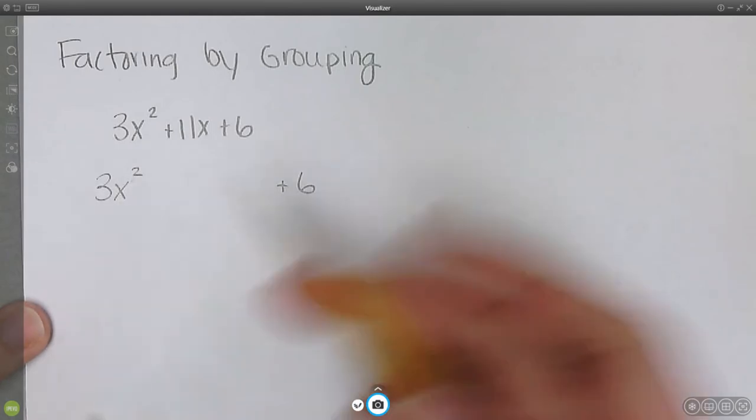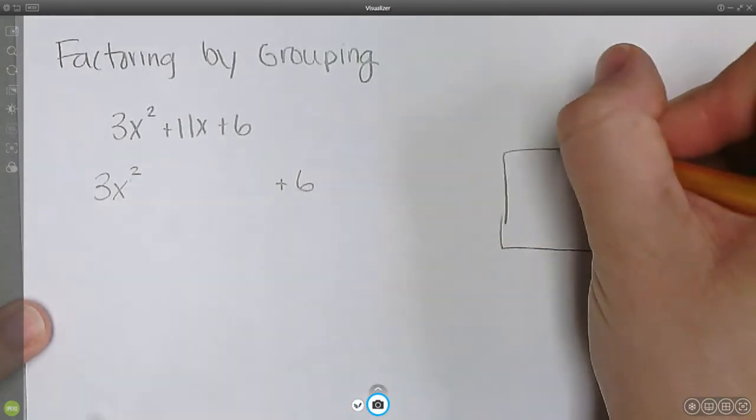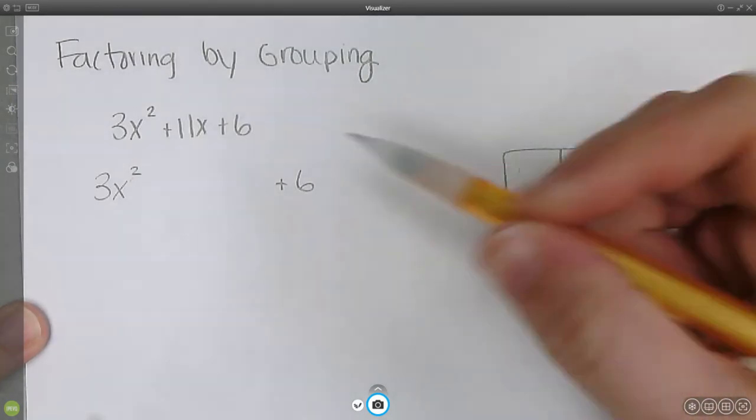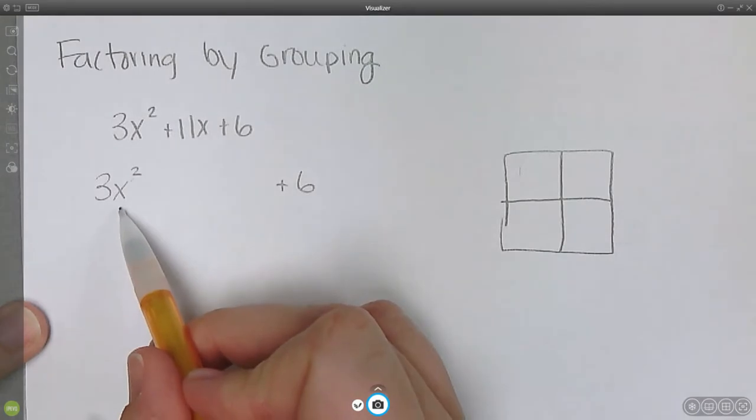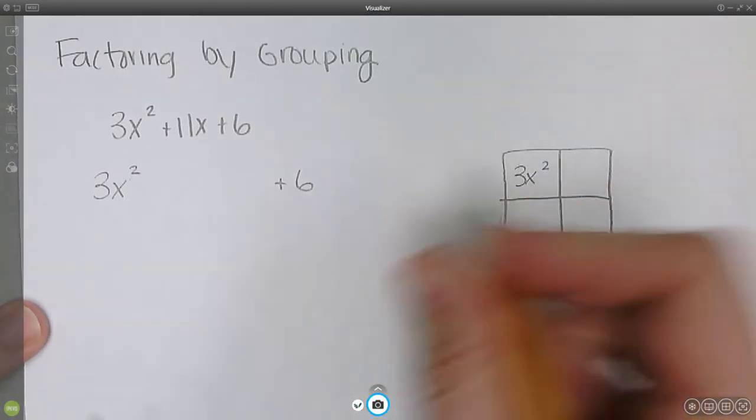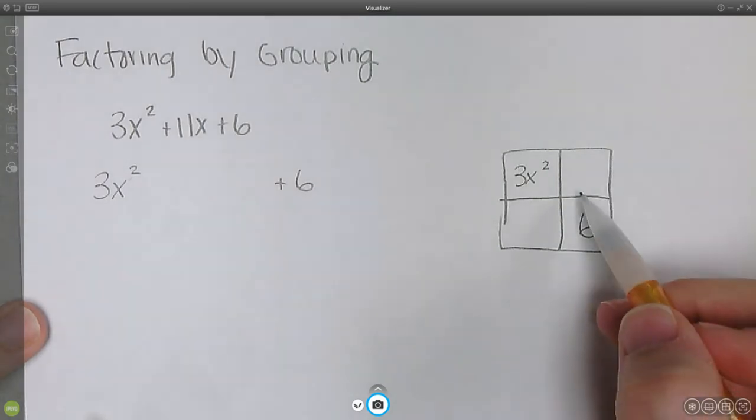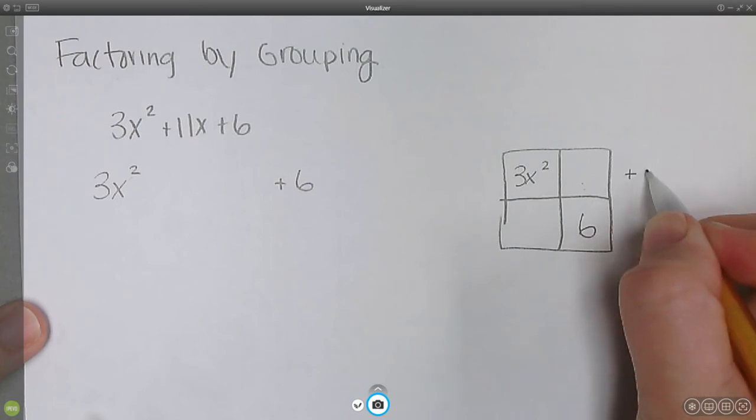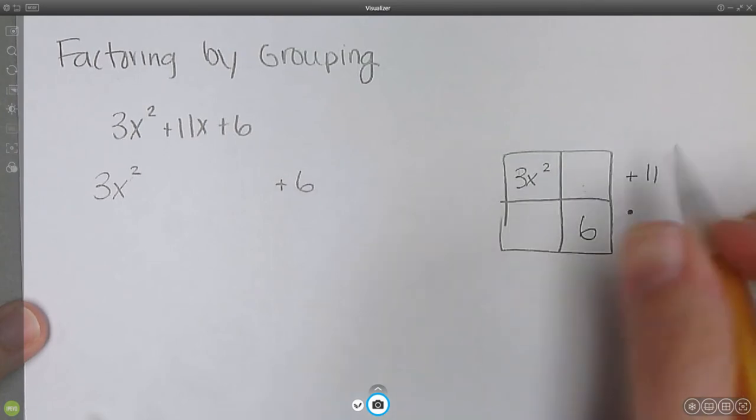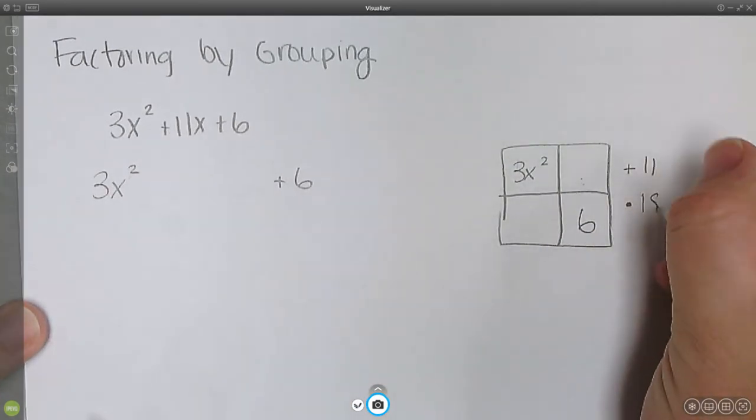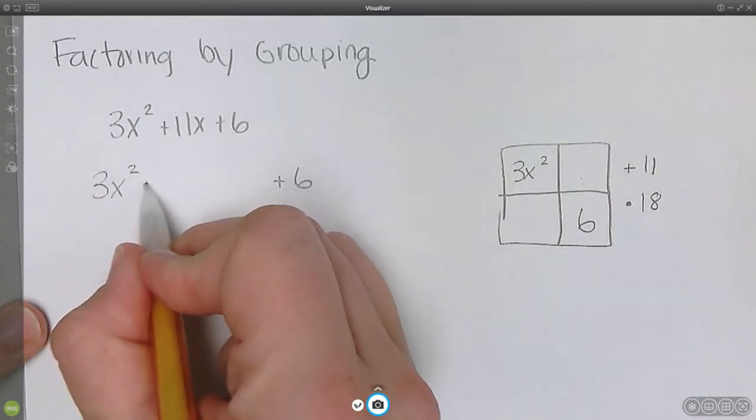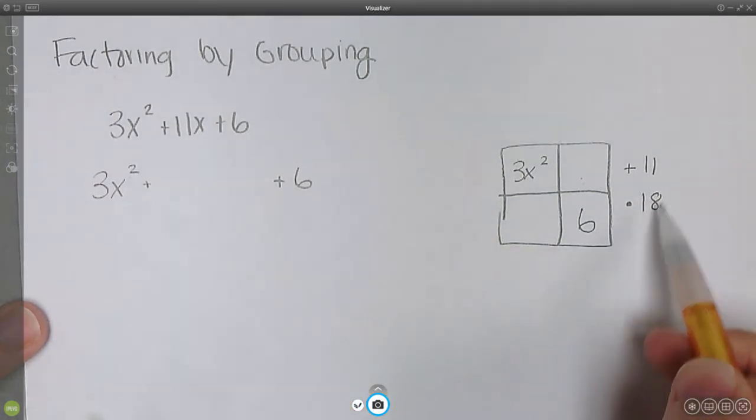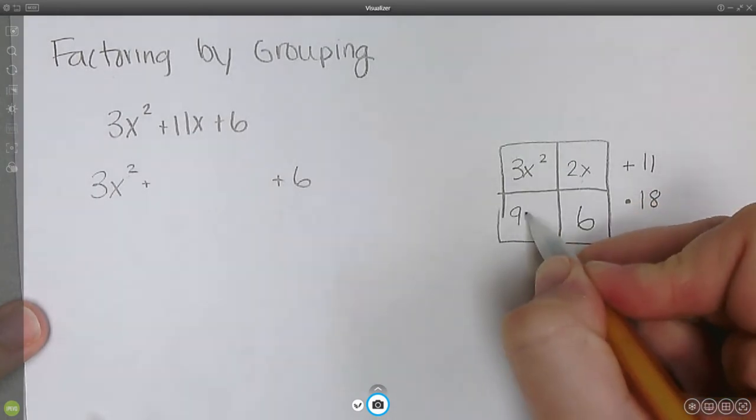So now, actually, I'll just show you over here how we are using the box method, which is the same as grouping. So 3x squared stays the same, that's like putting it here, and your 6 is putting it down here. Now, remember how we found these two numbers. You found two numbers that added to the middle number, which was 11, and multiplied to 3 times 6, which was 18. So you're doing the same thing to find two terms that will go in here: two numbers that multiply to 18 and add to 11. So that'd be 2x and 9x.